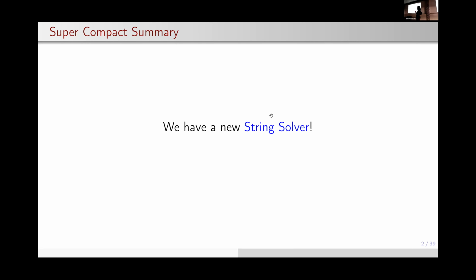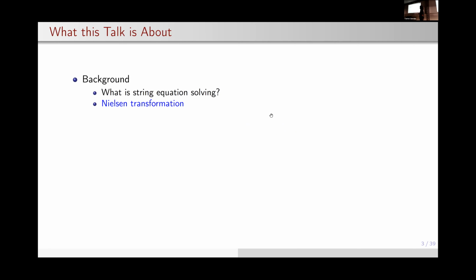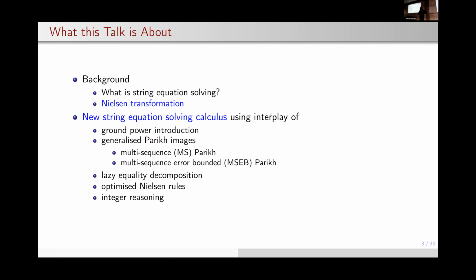Amazing, right? For those of you, it is a bit unusual for Theodor to talk about strings, so I'll make a brief recap. What are string equations, and in particular, what is the Nielsen transformation? You might not know it. There will be something like tableaux, I promise, and it's called the Nielsen transformation, which is the basis for string solving. I will explain it later.